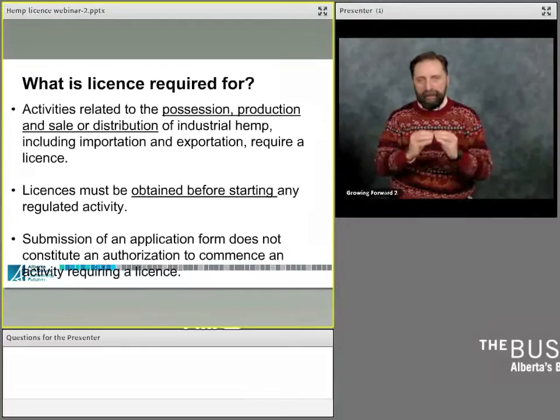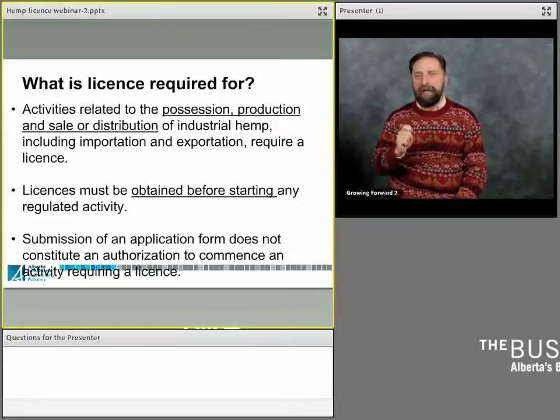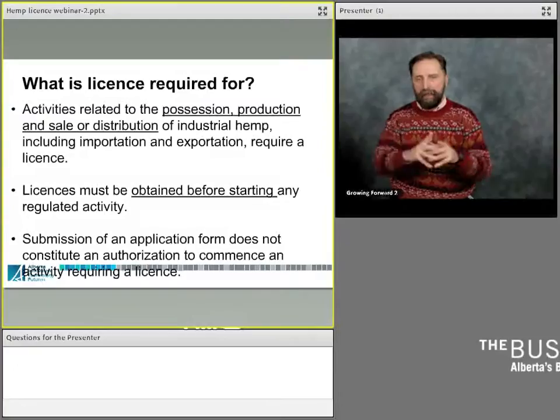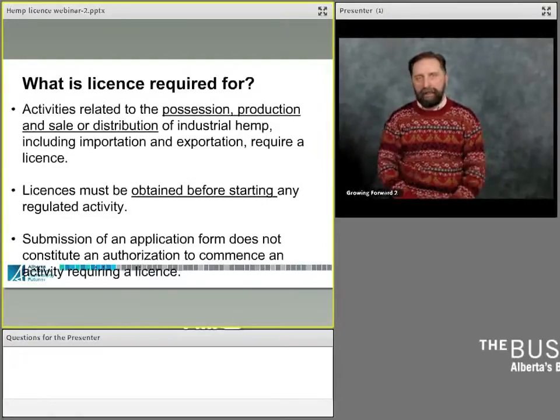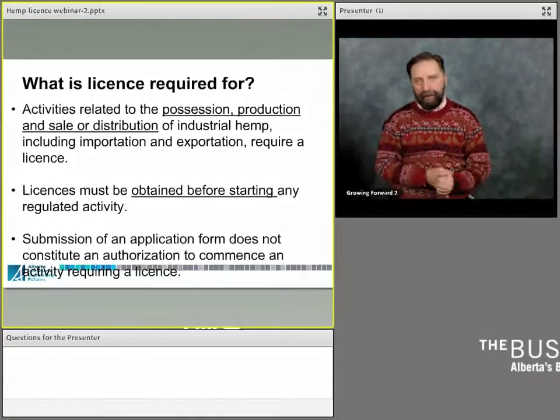This is a really, really important point that I'm going to talk about now. Licenses must be obtained before starting any regulated activities, which I mentioned seconds ago. Before you put seeds in the ground, you have to obtain a license. Why am I telling you this? Quite often I get a phone call in mid-May: I see that my wheat is done, now I want to seed my industrial hemp, so what shall I do? You have to wait a year, because as per the industrial hemp regulations, you cannot start any of these activities with industrial hemp unless you have the license.